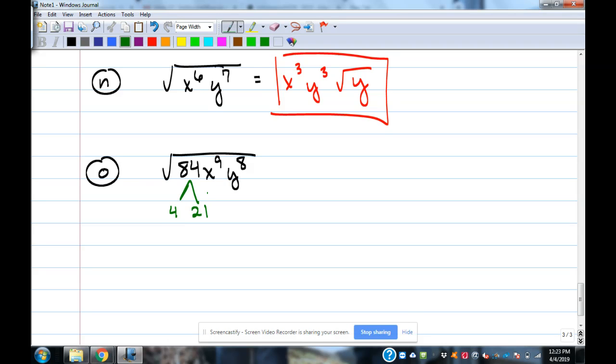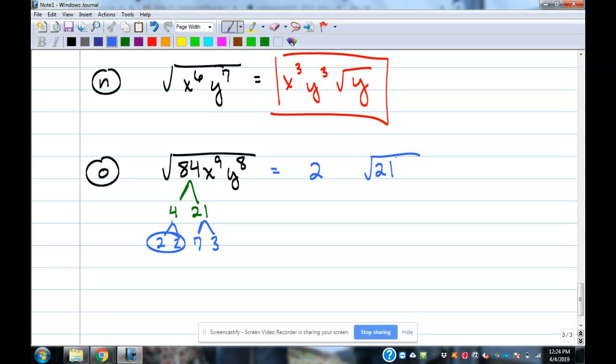Good job. What do we know about 21 and 4? 4 is 2 and 2. 21 is 7 and 3. Okay, good job. Now, pairs. Pair of 2s, so that's going to be a 2 on the outside. I'm going to leave some space because I'm going to have some variables there. And then what's left on the inside? 7 times 3 is back to being a 21. So a 21 on the inside. We're done with the 84.